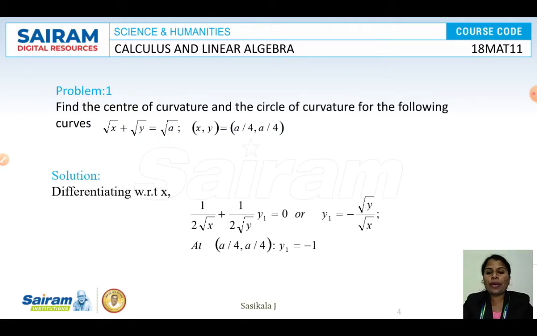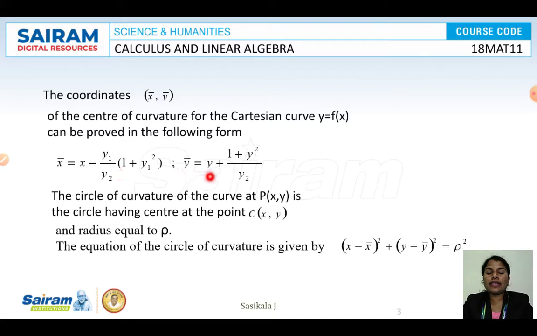So we'll see one problem. Find the curvature, center of curvature and the circle of curvature for the curve root x plus root y is equal to root a, at the point x comma y equal to a by 4 comma a by 4. You have one curve and you are going to find the center of curvature and also the circle of curvature. First we need to find x bar and y bar, as given in the definition.